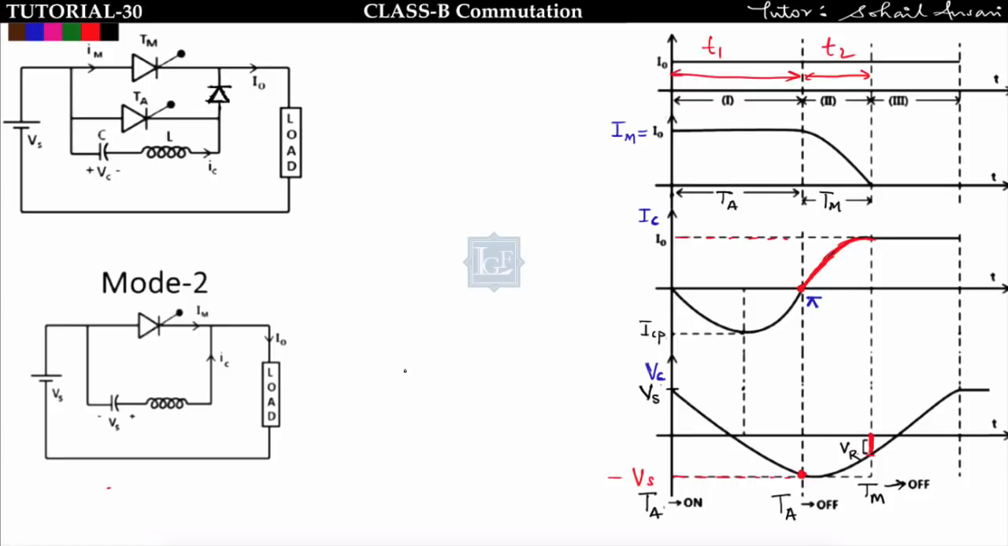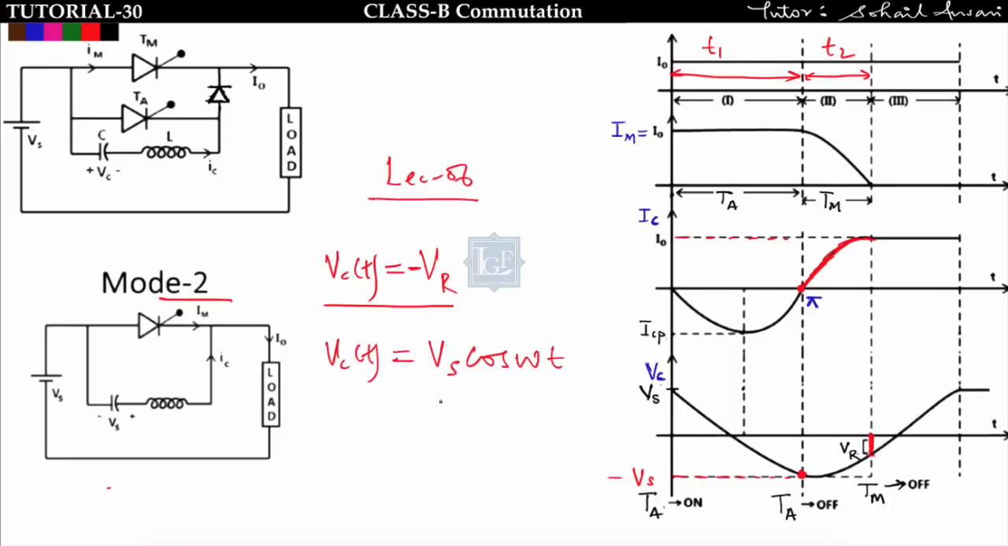Now suppose I will ask you what is the voltage across this capacitor at the end of mode 2. So voltage across this capacitor at the end of mode 2 is nothing but minus VR only. You can see that at the end of mode 2, the voltage drop across this capacitor will be minus VR. So how can I find VC of T? See, VC of T we have already found in lecture number 6. The VC of T is nothing but VS cos omega T. For discharging LC circuit, VC of T is equal to VS cos omega T. You can see this equation in lecture number 6.